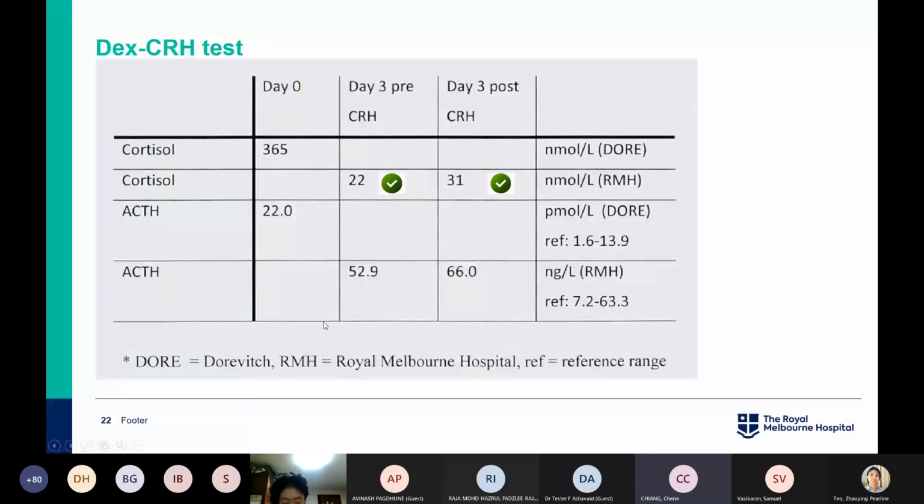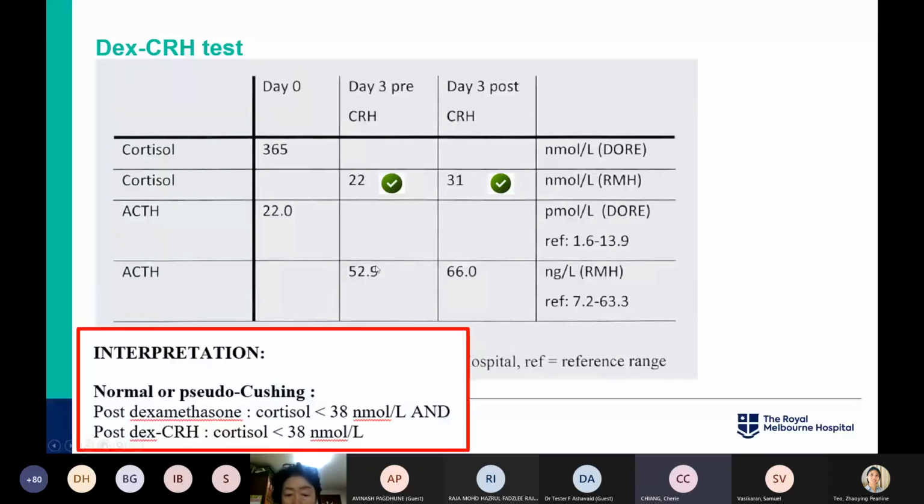The cortisol on day 0 was 365 after 8 doses of 0.5 milligram dexamethasone. Cortisol was suppressed down to 22 nanomoles per liter. And so that is a tick for the interpretation, because we need the post-dexamethasone less than 38 nanomoles per liter. And furthermore, after CRH stimulation, the cortisol failed to go above 38. So it is normal on both counts, and we can reassure the patient and clinician the test indicates a pseudo-Cushing, or it can be a normal result.